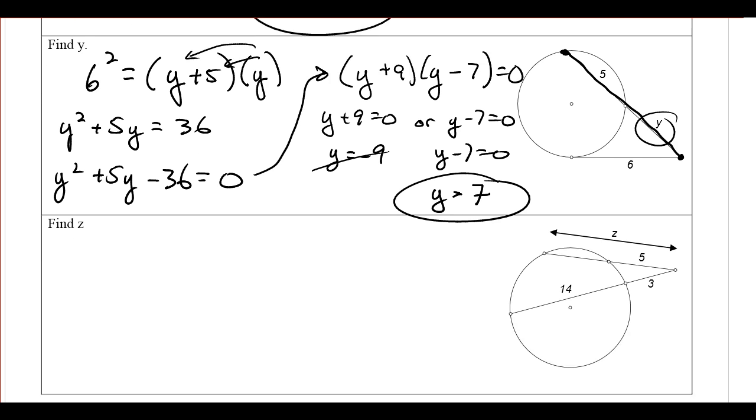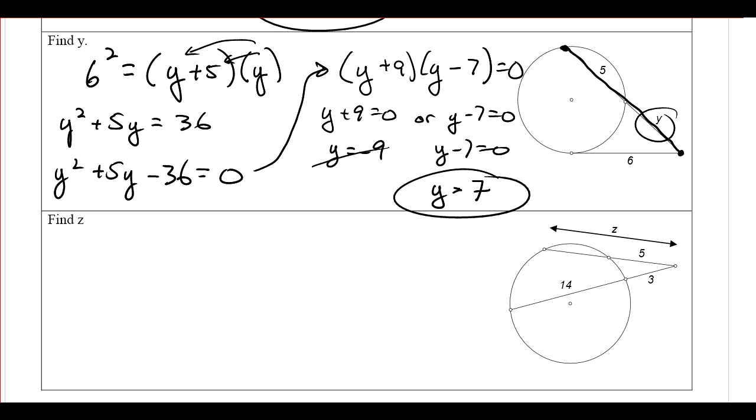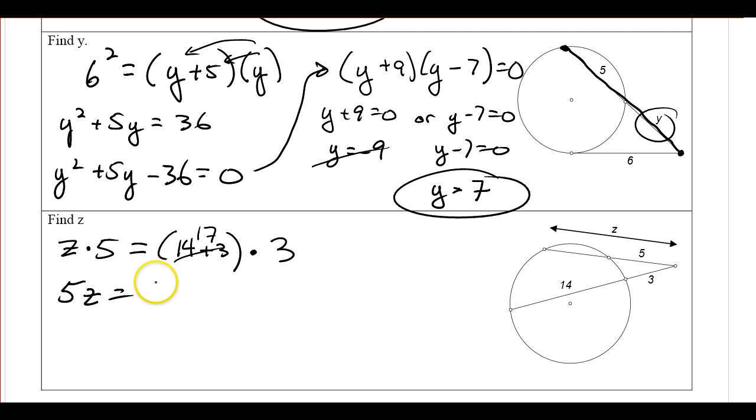And then the next one, the third power theorem example, we've got two secants. So we're going to use the secant power theorem. So we know that the entire secant segment, so for the top one it's z, times the portion that's outside the circle, so that's 5, is going to be equal to, and I'm just going to show all the steps, 14 plus 3, that's the entire secant segment on the bottom, times the outside part, so that's 3. So I get 5z is equal to 17 times 3, which is 51. Divide both sides by 5 and I get z is equal to 51 fifths.